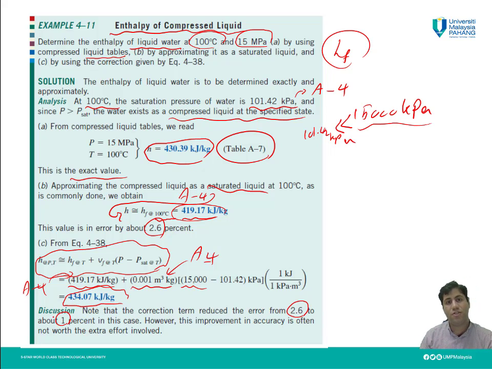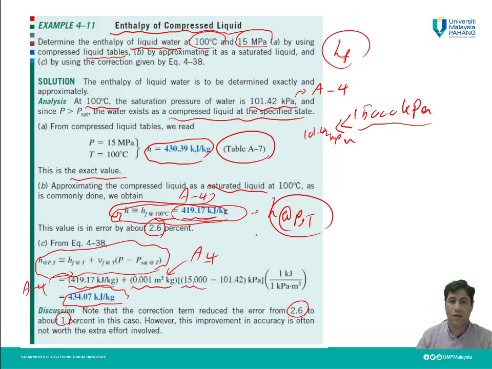But generally, in industry and in real applications, we don't need this much accuracy. If we just use this method with this much error, it is generally acceptable. So we don't need to go through this calculation, and we can just use this approximation to find h at P and T as a compressed liquid. So you can see how this approximation lets us avoid these calculations.